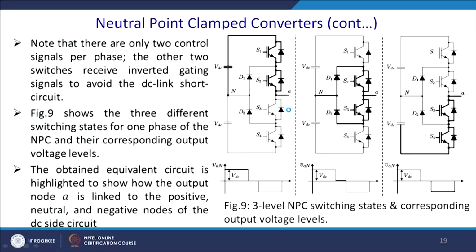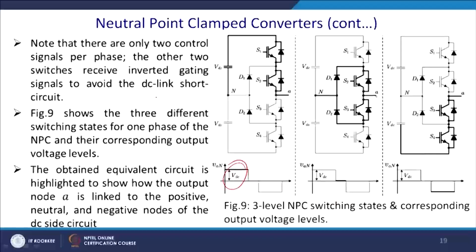So, ultimately, once you require to generate the plus VDC, you will have this, and if you want to generate the minus VDC, then S3 and S4 are closed, and once you want to generate the voltage 0, then both S2 and S3 are switched on, and depending on whether this voltage is more than this or reverse, the conducting diode will conduct.